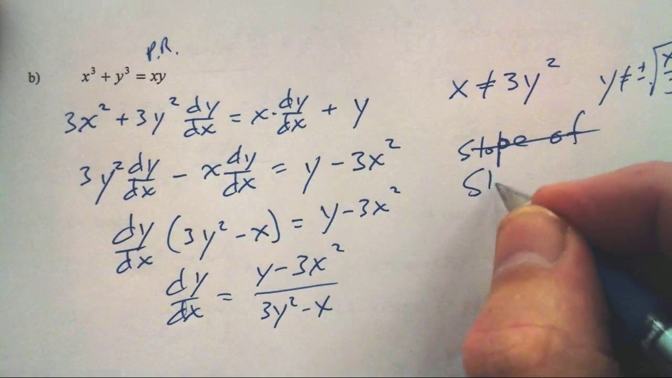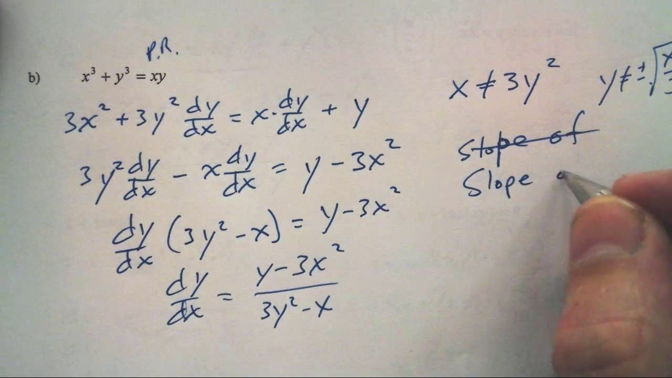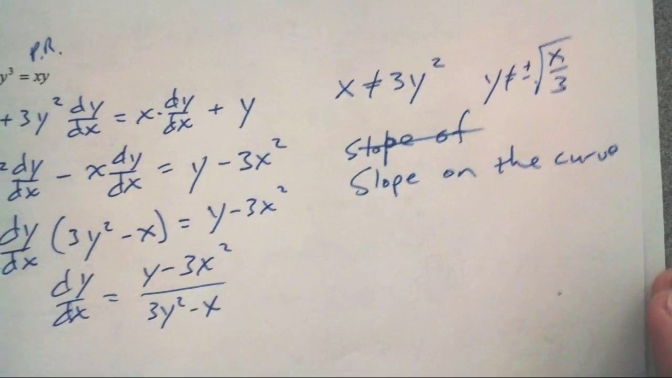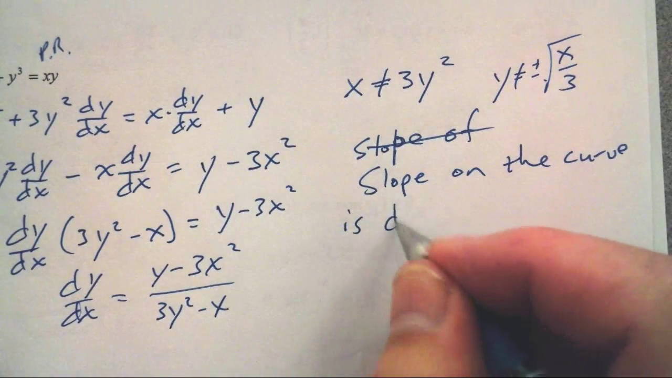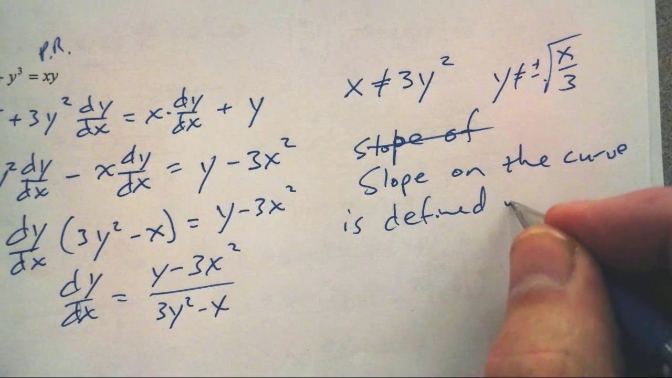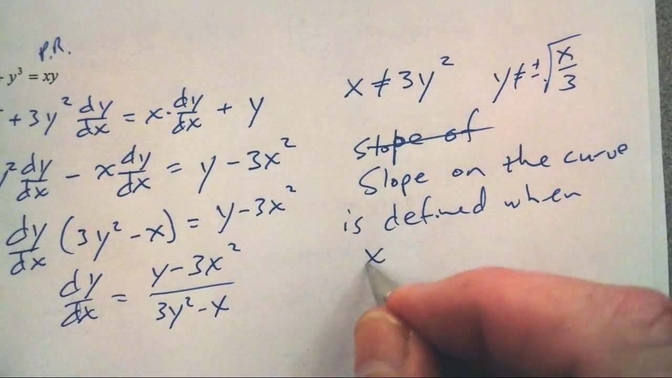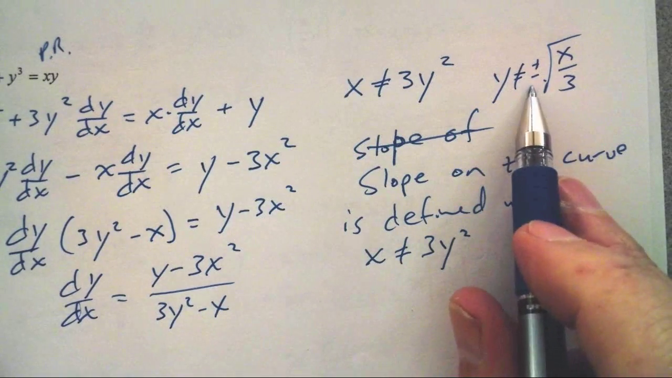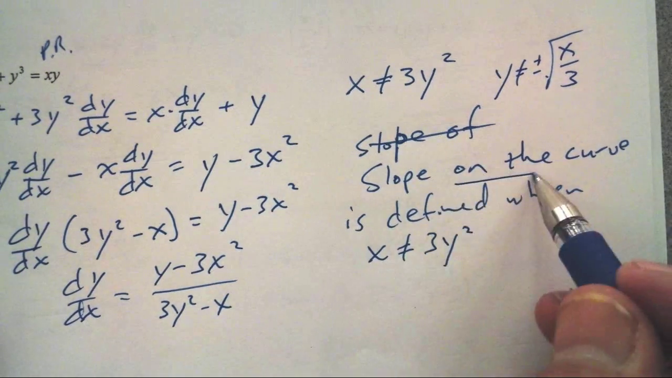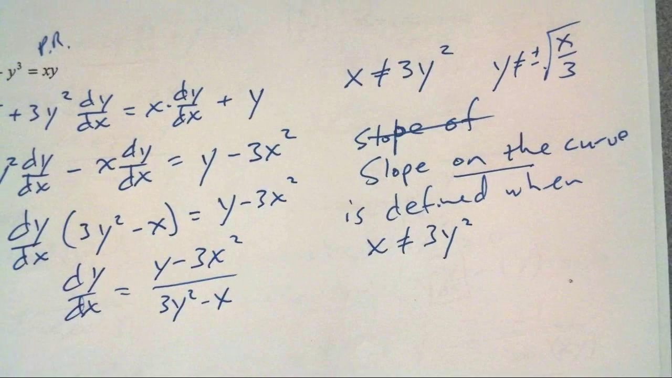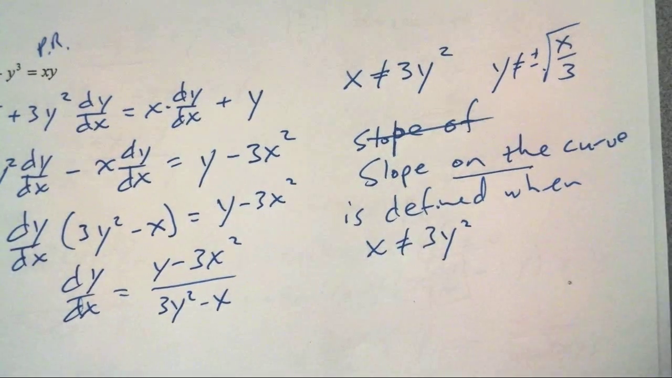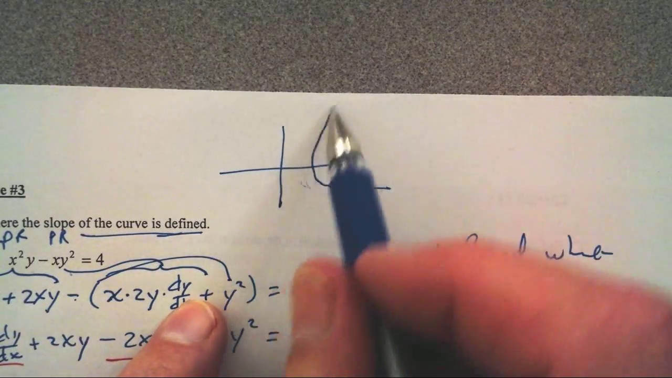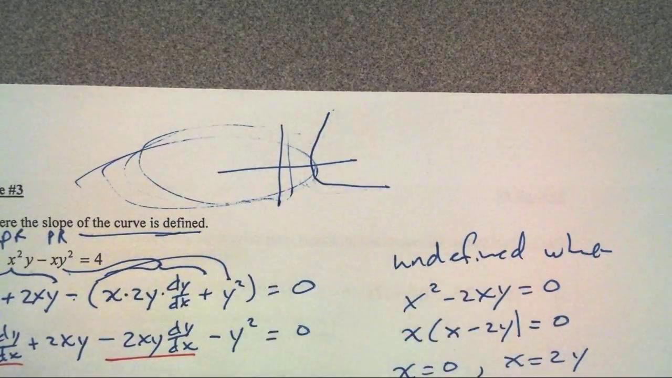in fact, what if we said this? The slope on the curve is defined when x does not equal 3y squared, or when y does not equal plus or minus the square root of x over 3. By saying on the curve there, we're excluding anything that's off the curve, because clearly if we had this situation again, the slope of this, you can't call it a function, the slope of this curve is clearly not defined over in here.